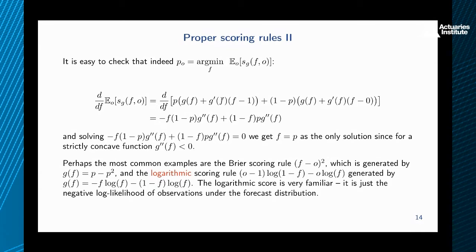And just for fun, here are a couple of functions g. The first one, p minus p squared, is the function that, if you expand things, gives you the Brier score, or the mean squared error. And this other concave function gives you the logarithmic scoring rule, which is really simple. It's just the negative log likelihood of the observations under the forecast distribution. So that's another example.